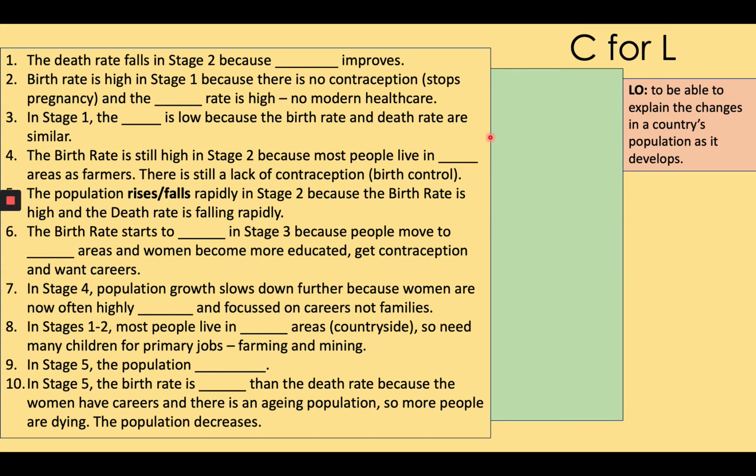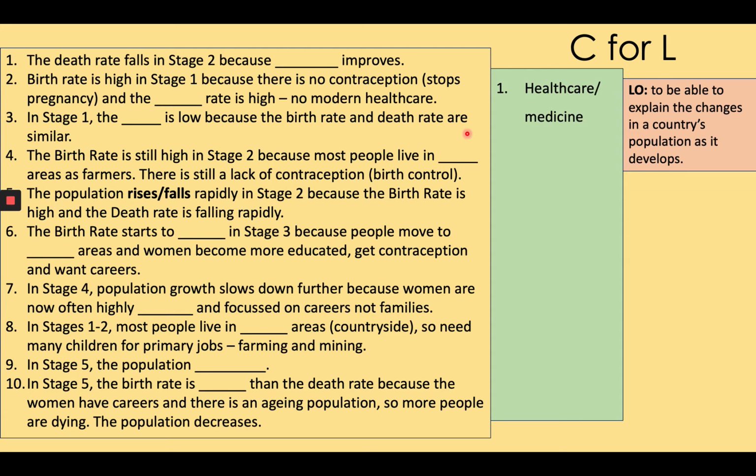So number 1, these questions, if you remember, are all about development and the stages of development that we talked about last lesson, about how development is a ladder and you move from stage 1 to stage 5. So, number 1, the death rate falls in stage 2 because healthcare or medicine improves.